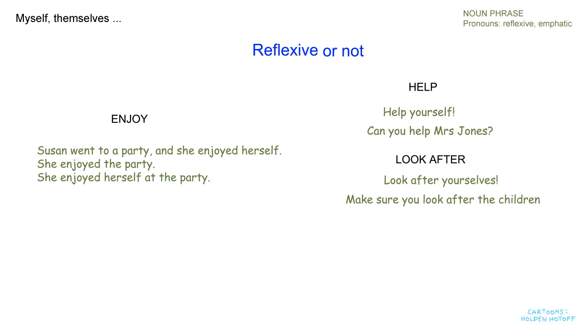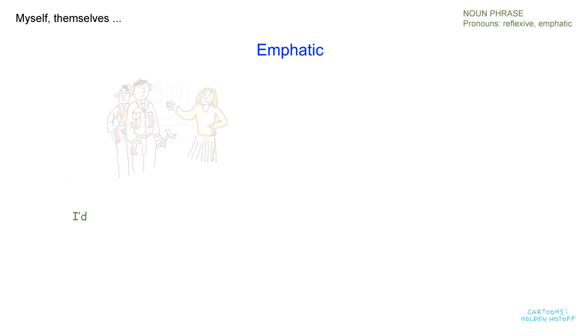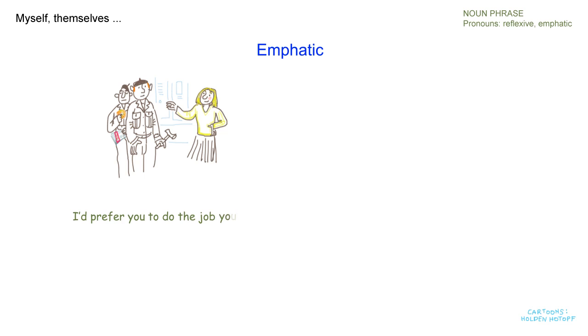Okay, let's move on and have a look at the emphatic use of these words. I'd prefer you to do the job yourself, says the woman speaking to a capable-looking tradesman with his half-baked assistant. You can put the word in two different places. I'd prefer you yourself to do the job. And here's another example, this time in three different positions.